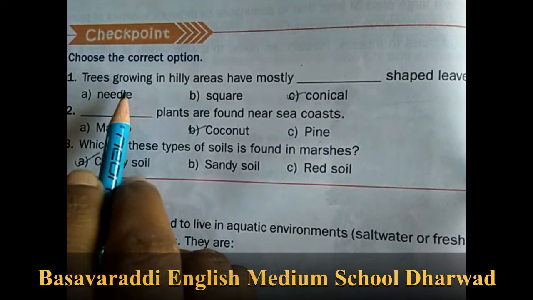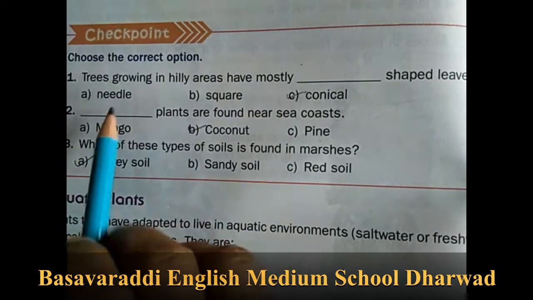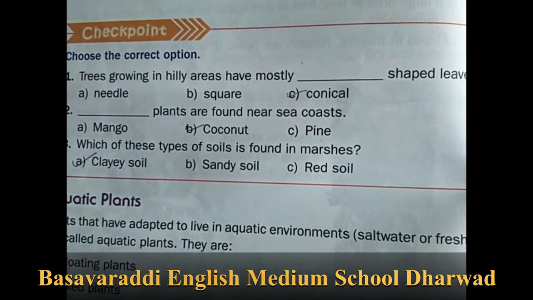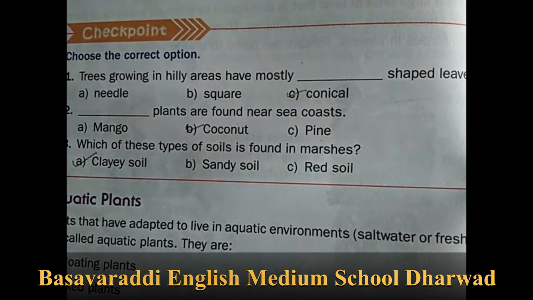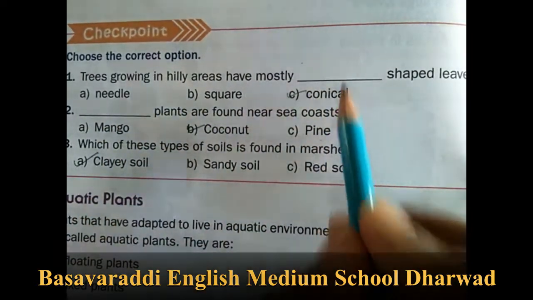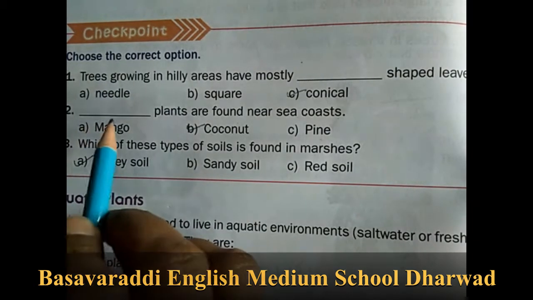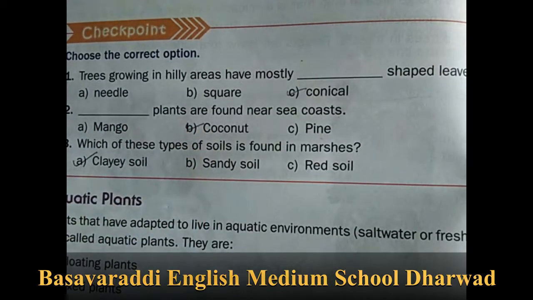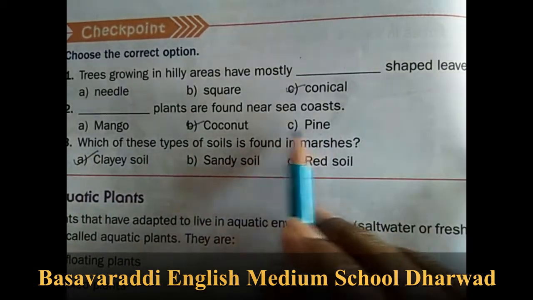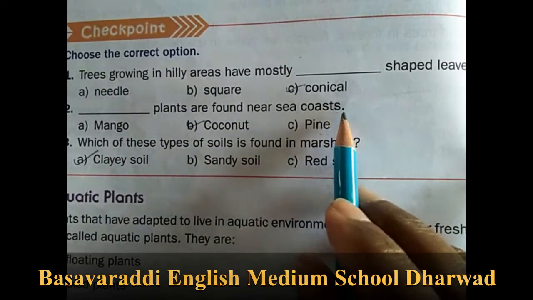First one, choose the correct option. The first one, trees growing in hilly areas have mostly dash shaped leaves. What is the correct answer? Needle, square, conical. Okay, the conical is correct. Second one, dash plants are found near sea coast. Mango, coconut, pine. The coconut plants are found near sea coast.